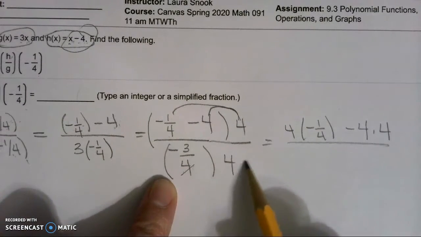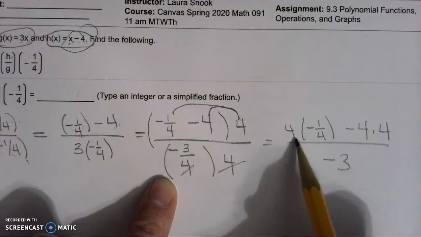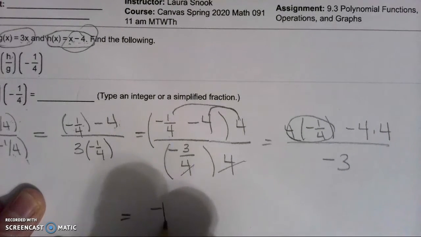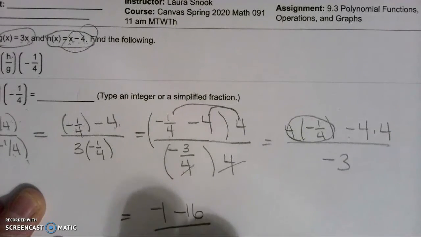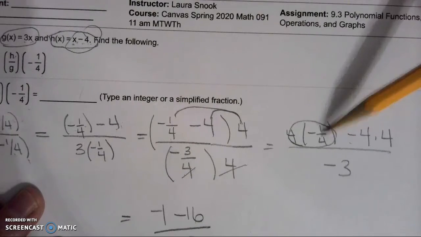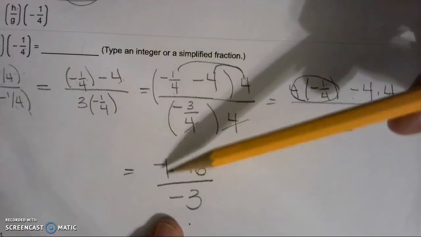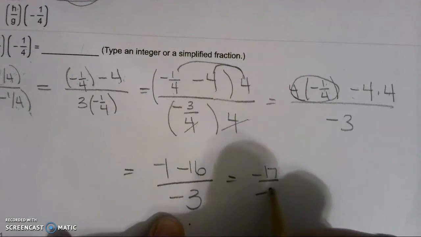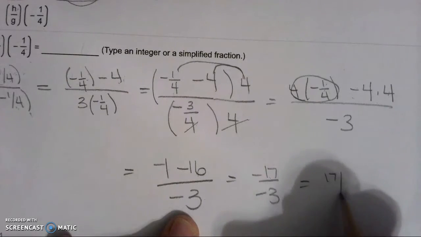This one, the 4 cancels out, and I just get negative 3. Okay, so if I subtract the numerator, this becomes negative 1 minus 16 over negative 3. So 4 times negative 1/4 is negative 1, minus 16, over negative 3. Let me move this up here. Negative 1 minus 16 is negative 17. A negative 17 divided by negative 3 is positive 17/3.